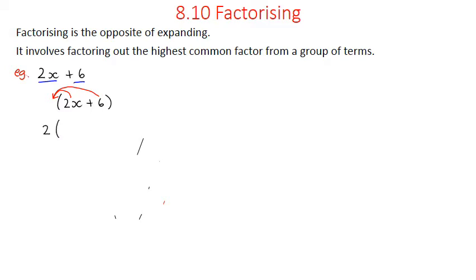And then once you factor out that 2, what is left over inside the bracket? If you factor out 2 from 2x, you're just left with x. And if you factor out 2 from 6, you're left with 3. Essentially what you're doing is dividing. So if you wanted to factor out the 2, you divide the terms by 2. So 2x divided by 2 is x, and 6 divided by 2 is 3.